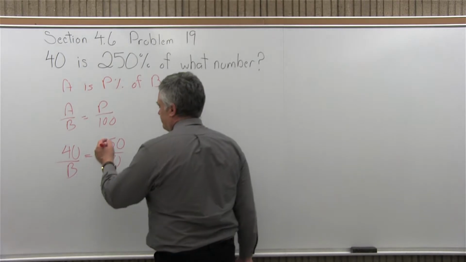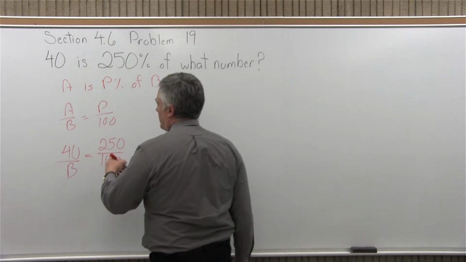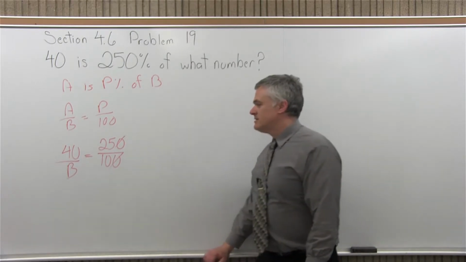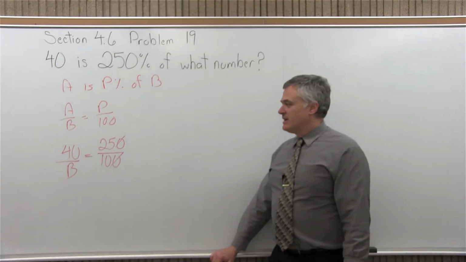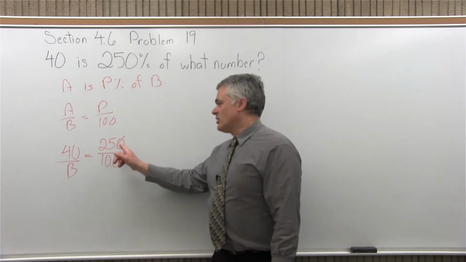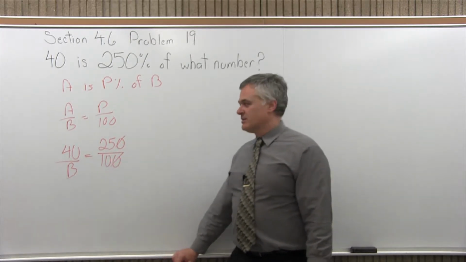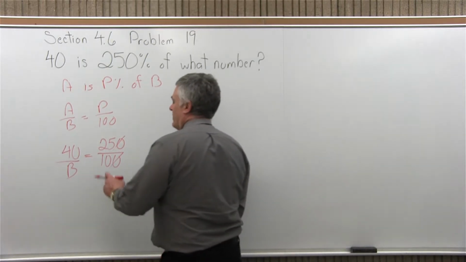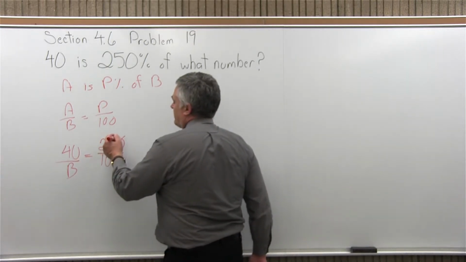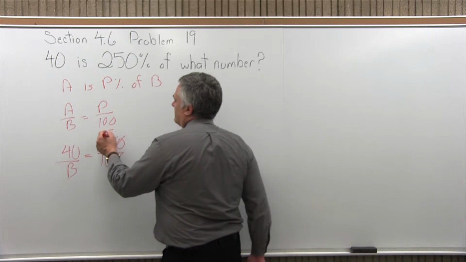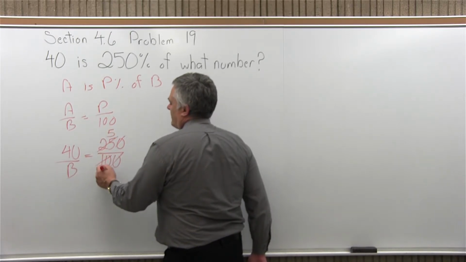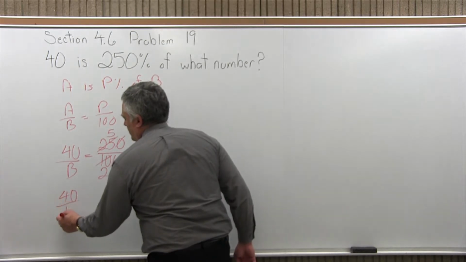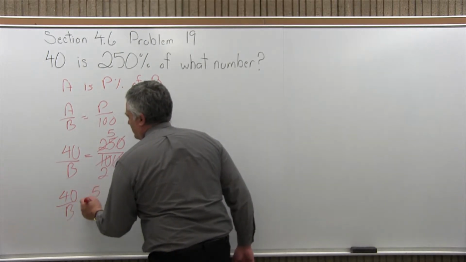Now, I can cross multiply right now and divide. I can reduce somewhat. I can at least chop a 0 off the end, and again, technically I'm dividing 10 into the numerator and also dividing 10 into the denominator, so it becomes 25 over 10. And I can reduce that even a little bit more. They both reduce so nicely by 5. 25 divided by 5 is 5, 10 divided by 5 is 2. So let's rewrite it as 40 over B equals 5 over 2.